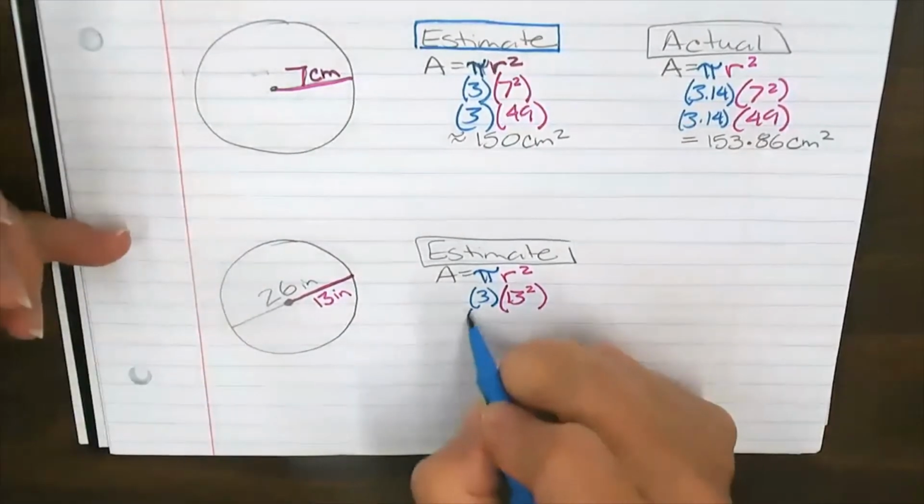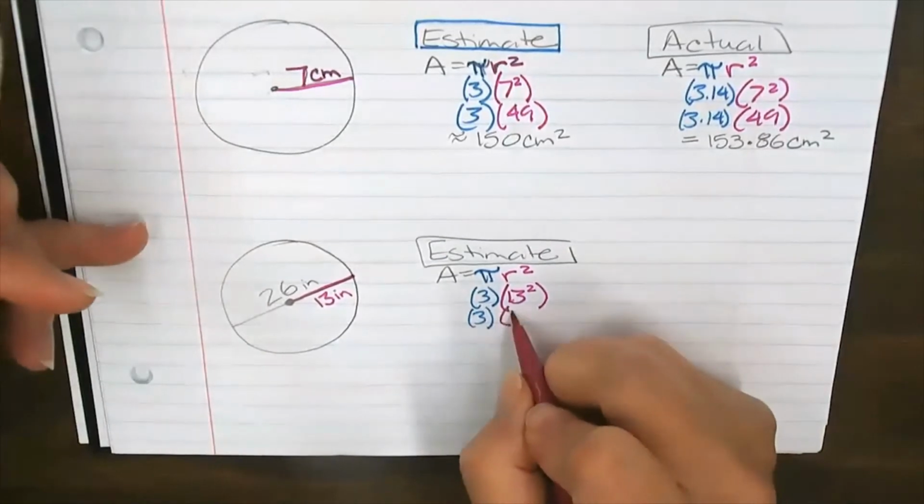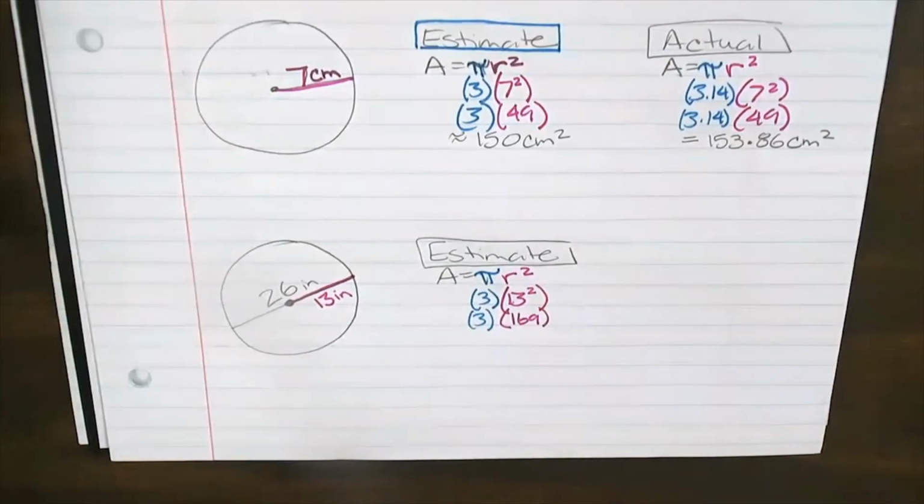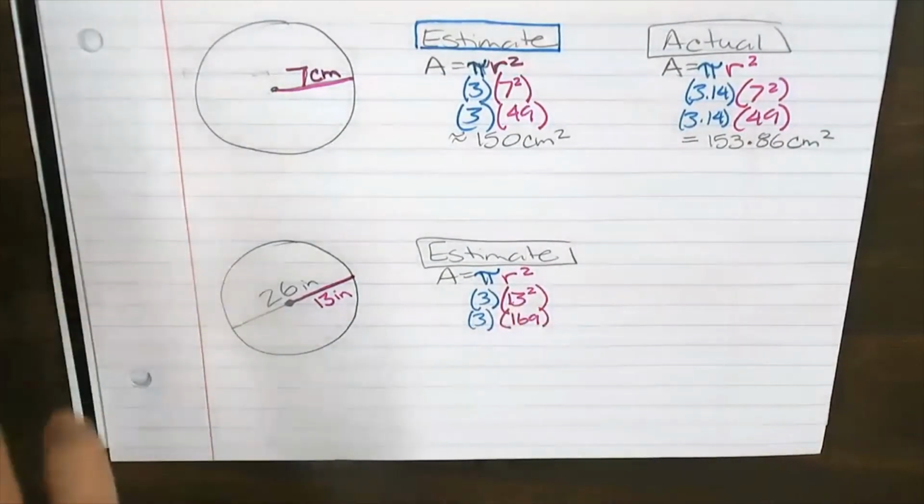Now, 13 times 13 is 169. I know that because when I was a kid, math facts went through 15. So I know 13 times 13 is 169.